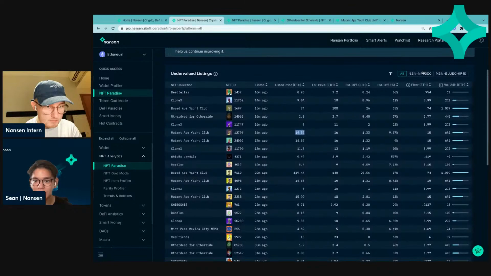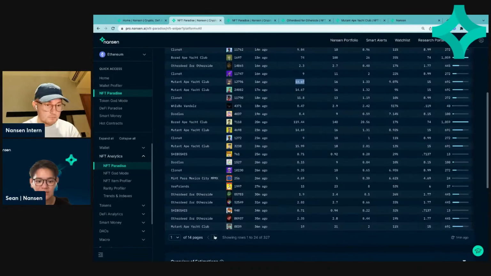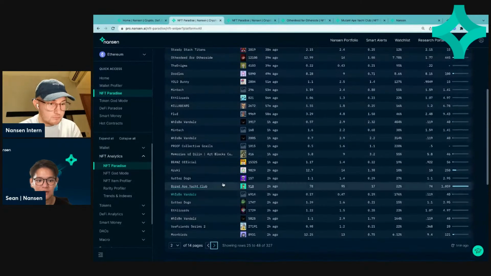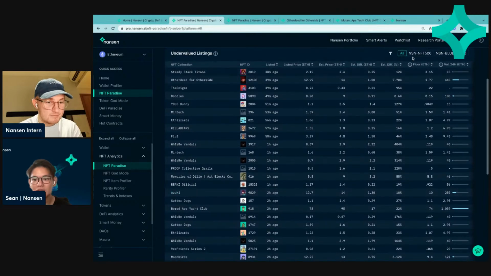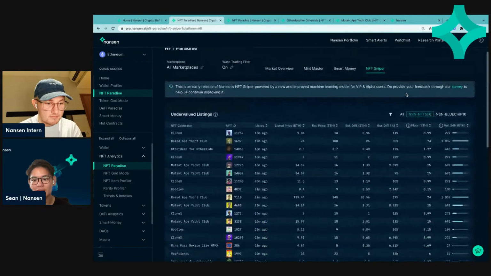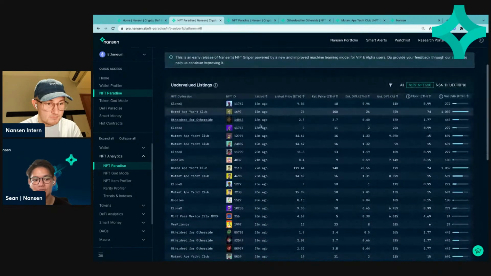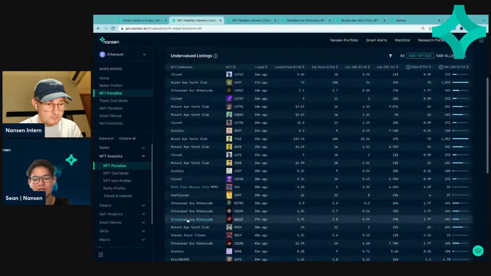Over here, we made some really quick filters as well. Some people want to filter out the noise, right? So you might be seeing some collections that you have no interest in, especially the lower market cap ones. And you can just really quickly filter for the Nansen Index 500 to see some of the more notable ones that you're really interested in.